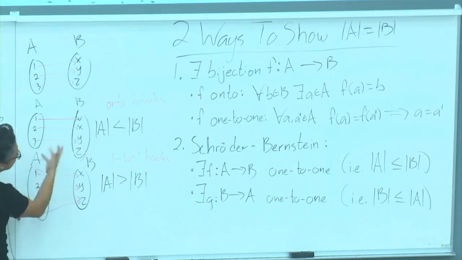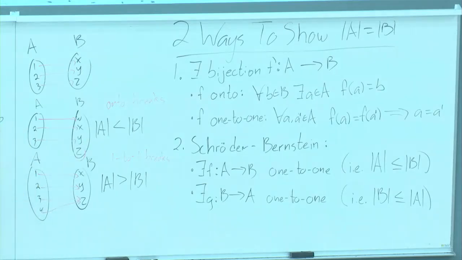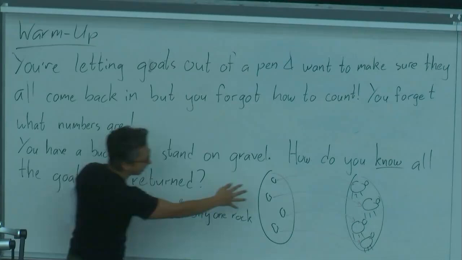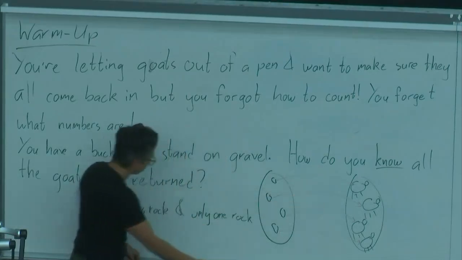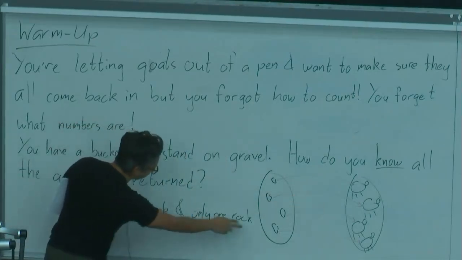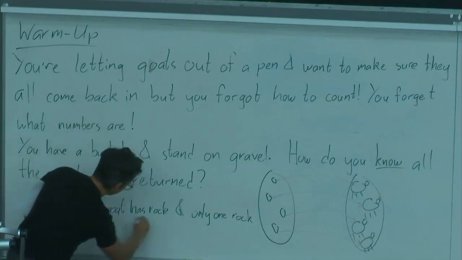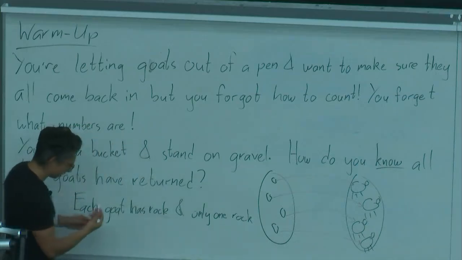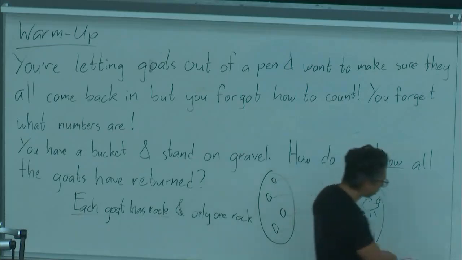So this is a way to talk about sets being the exact same size. For finite sets, it's nice. There's a nice picture to it. We're going to start talking about it for infinite sets. Real quick, though, back to this original example, the reason why we said this mapping works is because each goat has a rock and only one rock. Each goat has a rock.